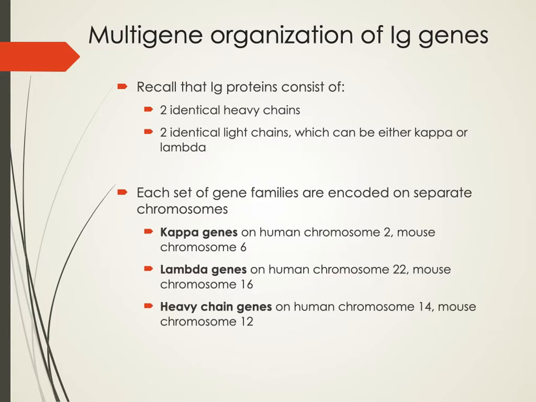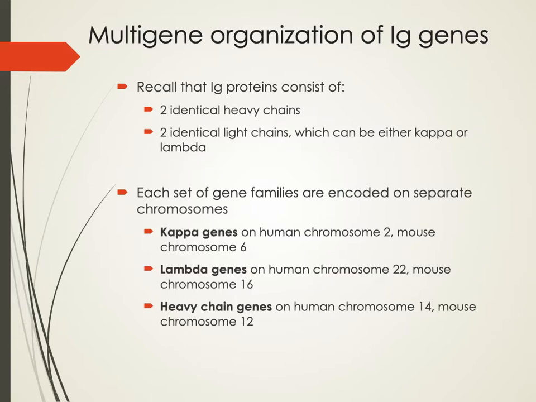So one of the things is that these genes aren't kept together. They're actually found on different chromosomes. So for our light chain, our kappa genes for humans are on chromosome 2. For mice, it's chromosome 6. For lambda, the genes for human are on chromosome 22. And for mice, it's on chromosome 16. And then for the heavy chains, that is on chromosome 14. And for mouse, chromosome 12.